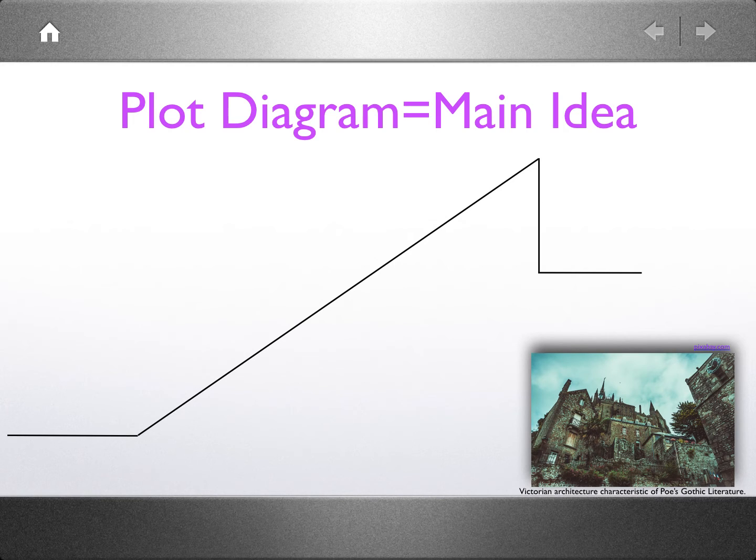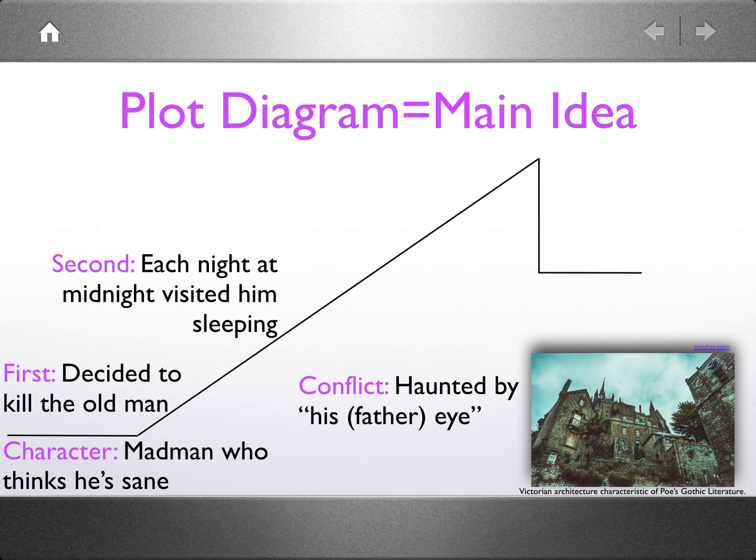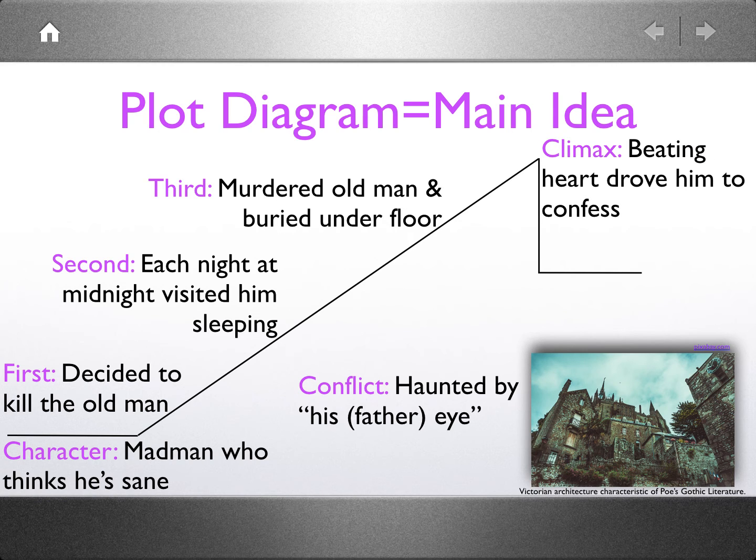So to find the main ideas in a short story, they tend to be a little harder to come by. We basically want to go through a plot diagram. So you want to include who the antagonist is, that main character who's going through the series of events, and what conflict starts those series of events. Then you're going to have your rising action. So first, the madman decided to kill his father. Second, he would go visit him at night, leading up to this suspense. Finally, killing the old man and burying him under the floor, for which the antagonist feels like the story is done. However, the beating heart starts to drive him crazy. And the final resolution of the story is that he is locked up in a psych ward.